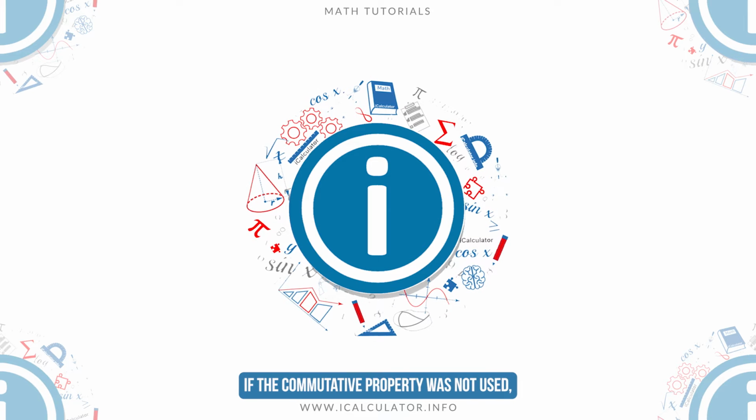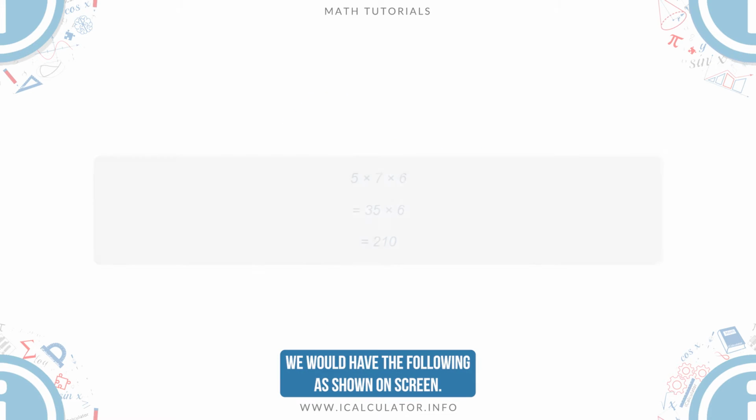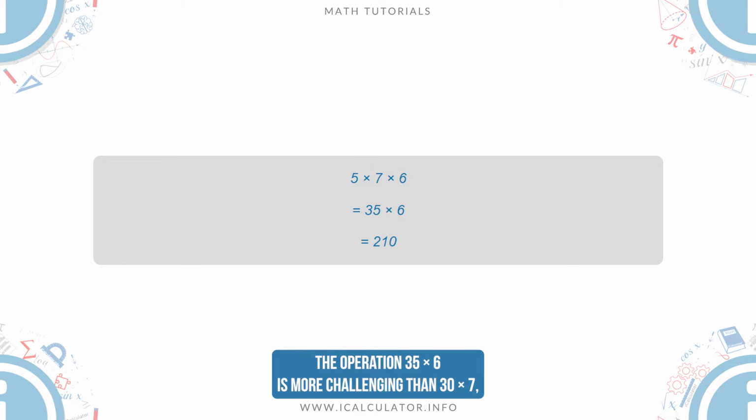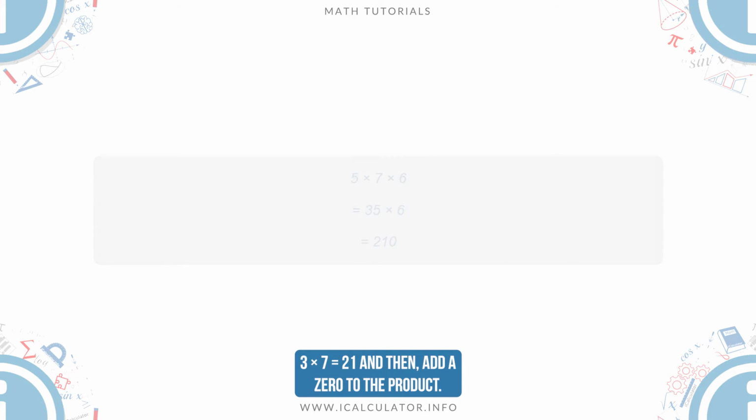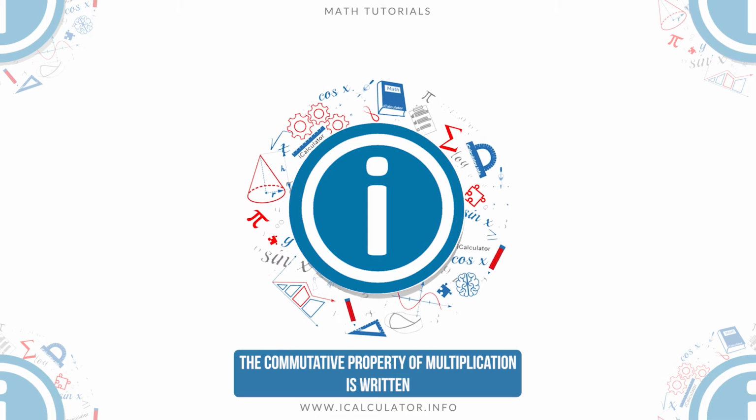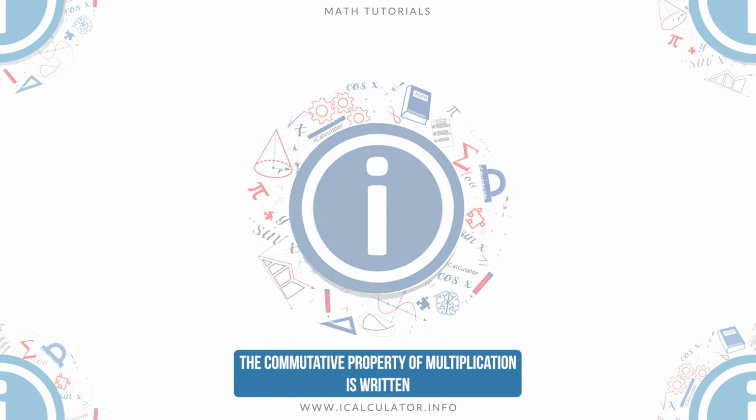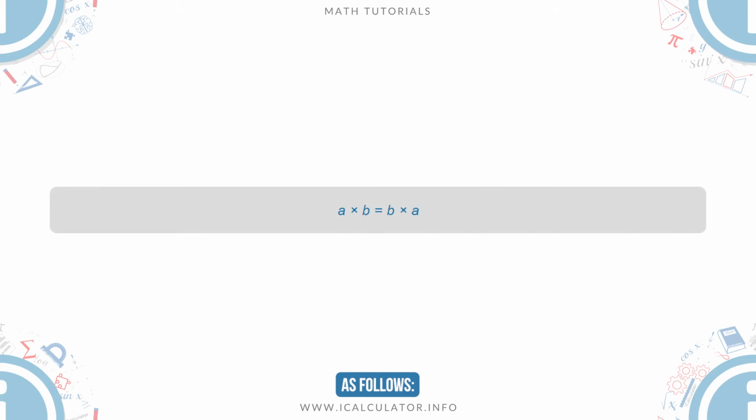If the commutative property was not used, we would have the following as shown on screen. The operation 35 times 6 is more challenging than 30 times 7, as in the second case, we can find the value of 3 times 7 equals 21 and then add a 0 to the product. In symbols, the commutative property of multiplication is written as follows.